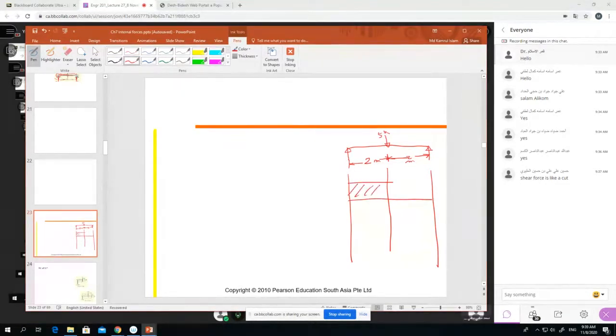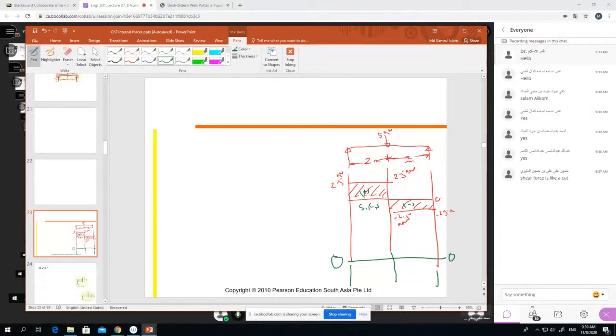We draw the shear force diagram like this, right? We draw 2.5 kilonewton here, and minus 2.5 kilonewton here, and 0 here. This was the positive side, this was the negative side, and this is called SFD. Now, I have shown you how to draw the bending moment diagram, right?